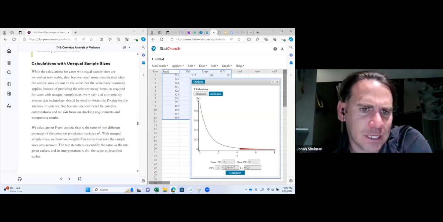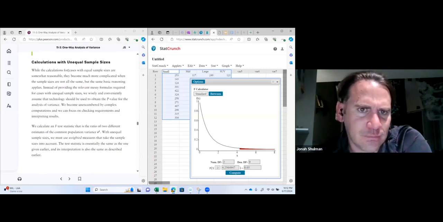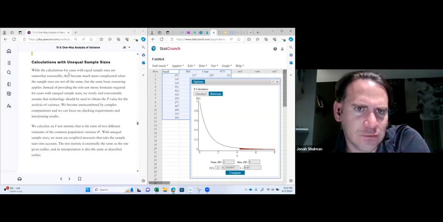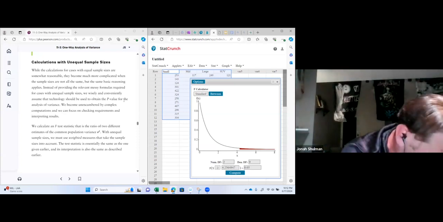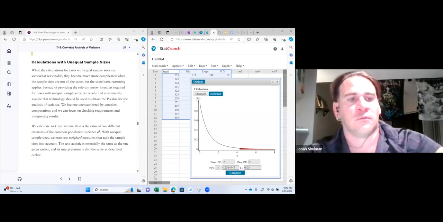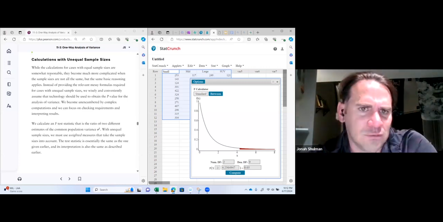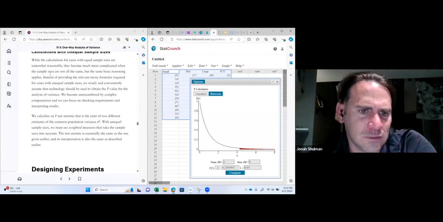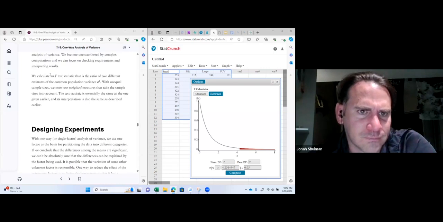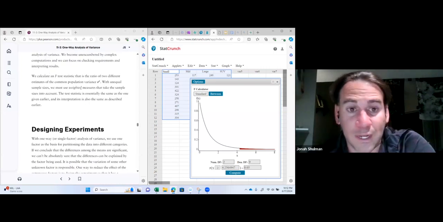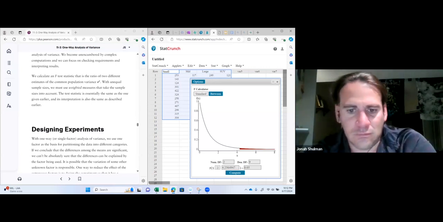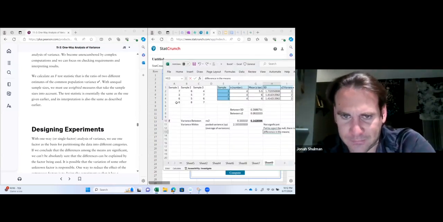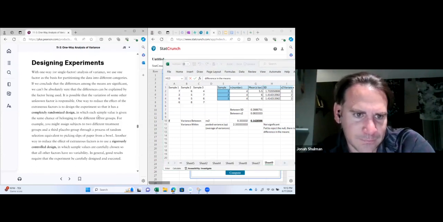Caution with unequal sample sizes. Calculations for cases with equal sample sizes are somewhat reasonable. Okay, so this is if we have one that's not equal. We must weight the measures. Here we have 12 of each, it worked out. Here we have 4 of each, it worked out. But you have to weight them.